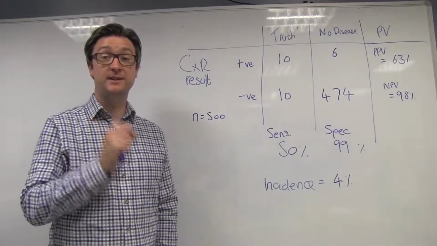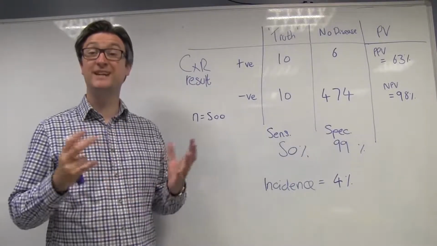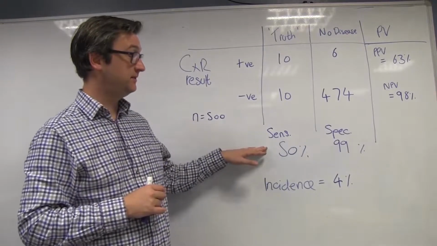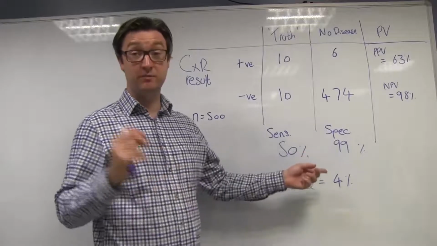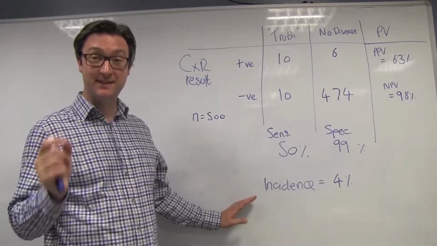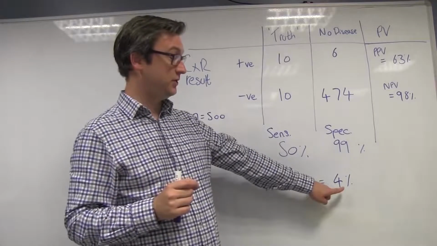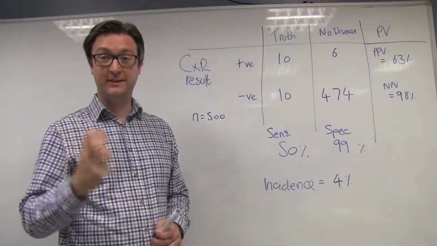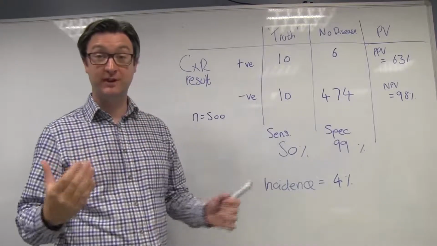So here we have the same sensitivity and specificity, but a different incidence rate. Okay, so again, sensitivity remained at 50%, specificity remained at 99%, but our incidence rate has gone from 80% down to 4%. Okay, now what effect has this had on the positive and negative predictive values?